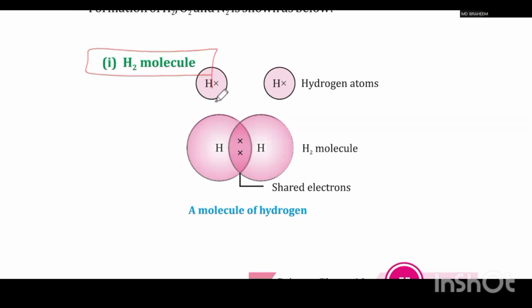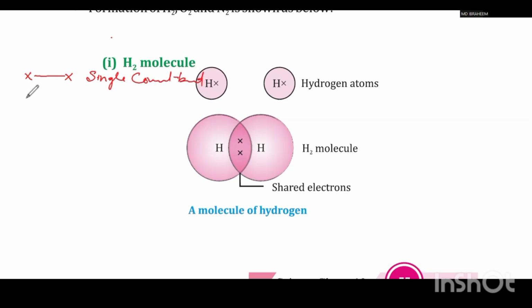Hydrogen molecule. Hydrogen has 1 electron in the valence shell. So by the sharing of one electron, it forms a single covalent bond. Let me tell you one thing, and we will discuss it later also, that if there is a sharing of one pair of electrons, it will form a single covalent bond. What will it form? Single covalent bond.